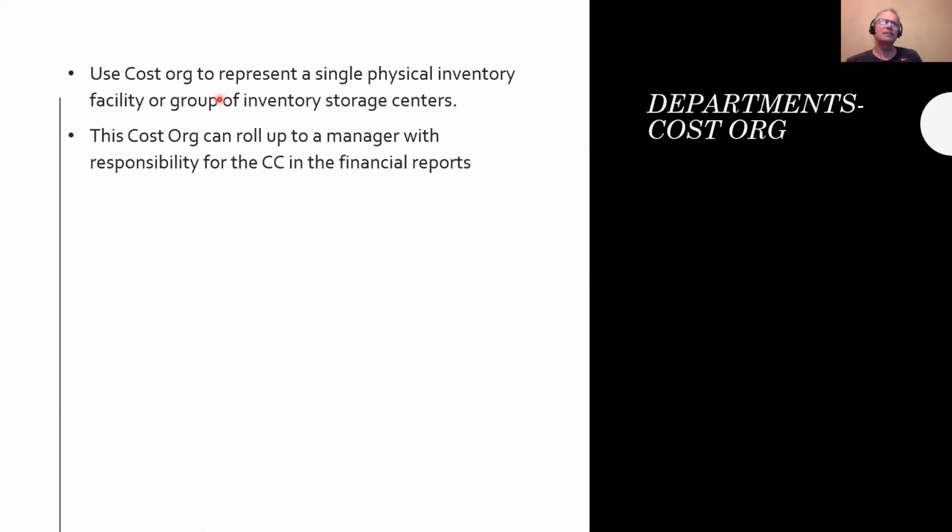And the second one is a cost organization, instead of sales and marketing. You can use a cost organization to represent a single physical inventory facility or group of inventory storage centers. Cost org can roll up to a manager responsible for the cost center in the financial reports.